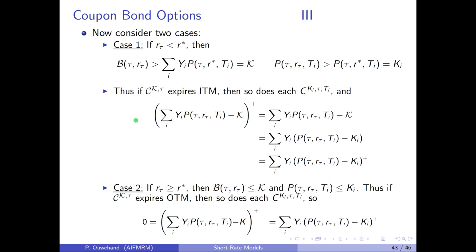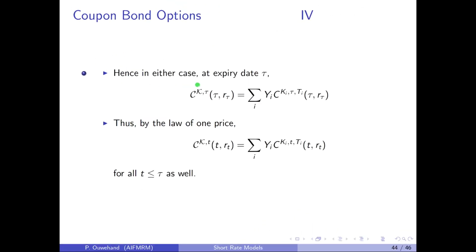So what we see now is that in both cases the payoff of the coupon bond option is equal to this linear combination of payoffs of zero coupon bond options. And thus in either case, at the expiry date tau of the coupon bond option, the value of the coupon bond option is equal to the value of a portfolio of options on zero coupon bonds.